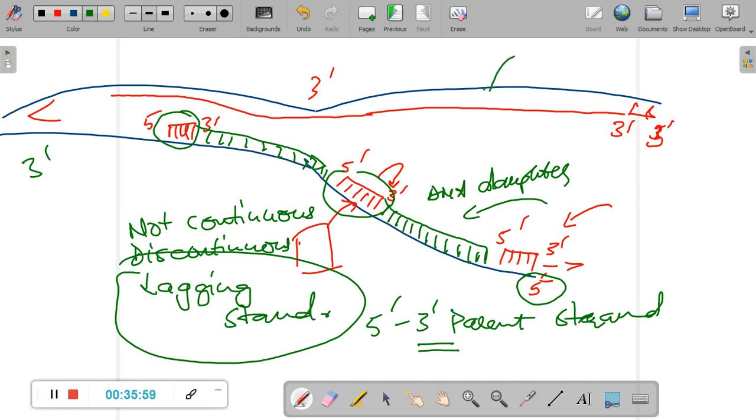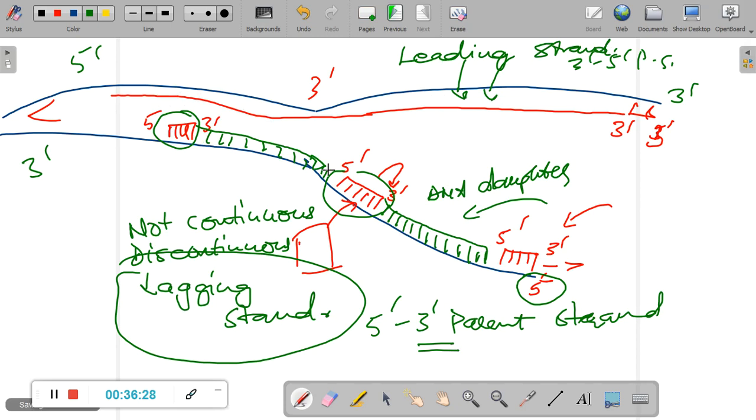And the strand which is synthesized on the 3', 5' parent strand is called the continuous strand, or because the synthesis of DNA is continuous there, that strand is called the leading strand because it is leading. It is working faster. It is more continuous, it is more mature than the other strand. So this is also called the leading strand. Now remember, leading strand and lagging strand are the names of the two daughter strands.